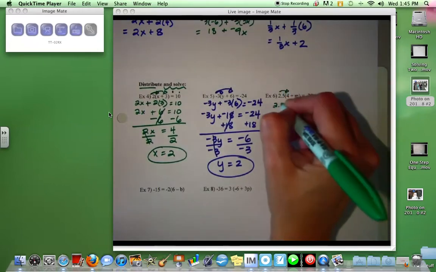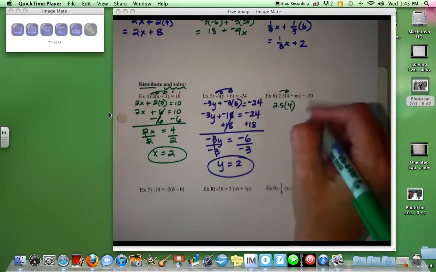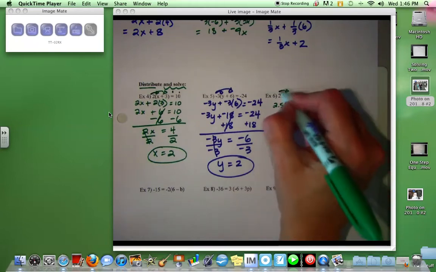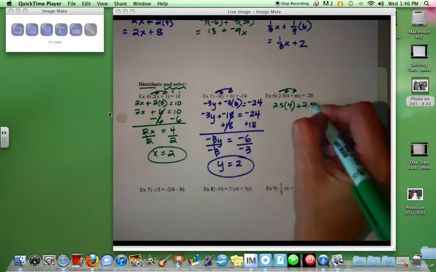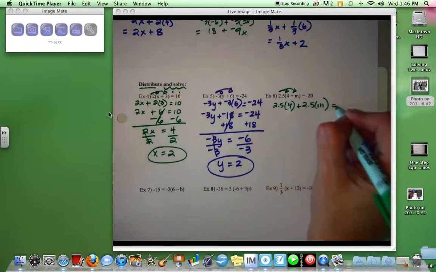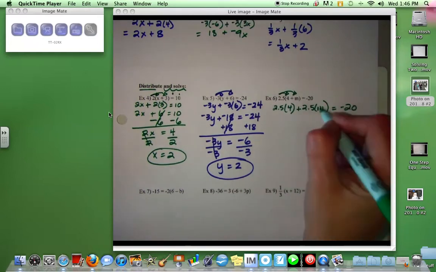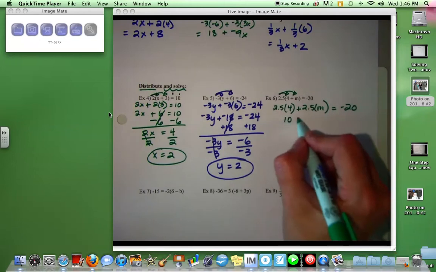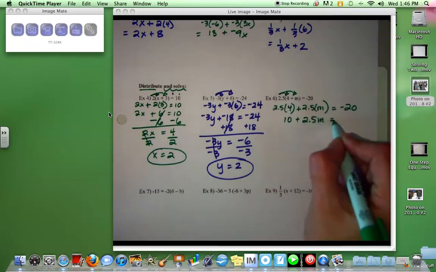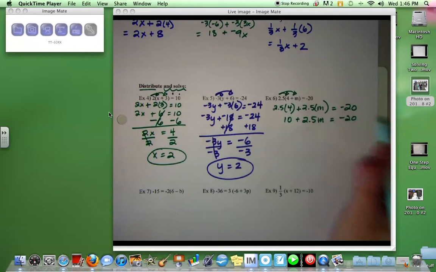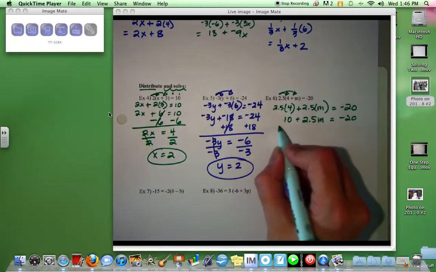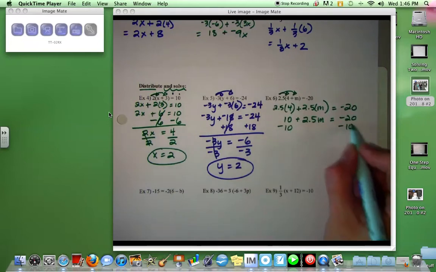We have 2.5 times 4 plus 2. Bring down the plus sign, plus 2.5 times m, equals negative 20. So 10 plus 2.5m equals negative 20. What are we going to do to both sides of the equation now? Minus 2.5? Why would you subtract 2.5? No, you minus 10.